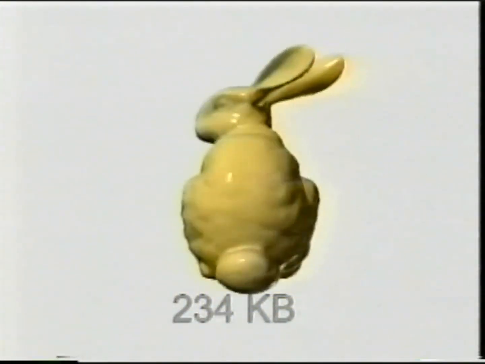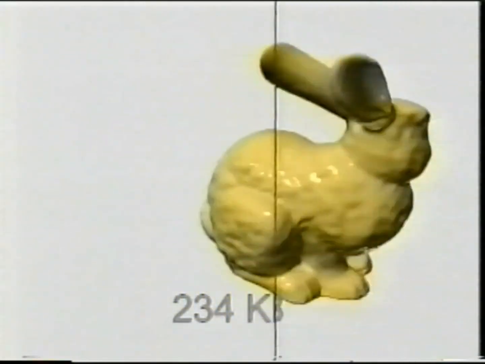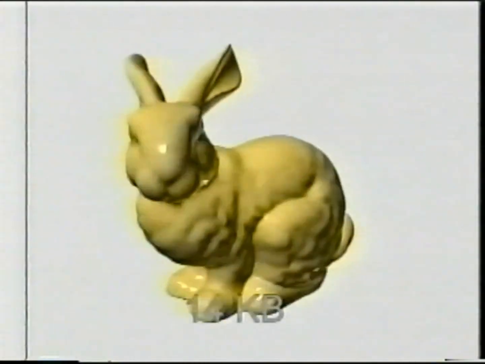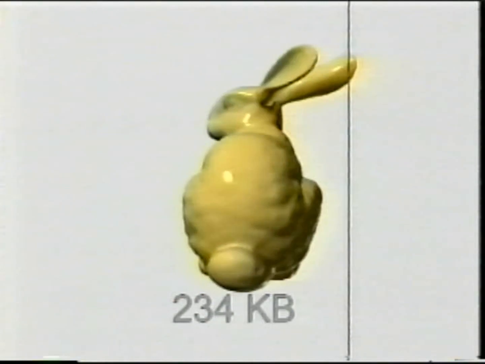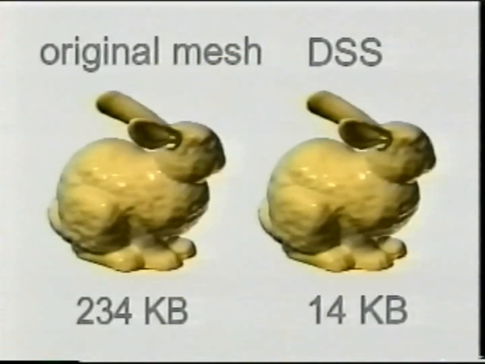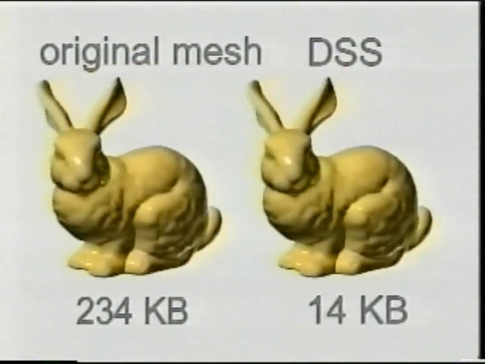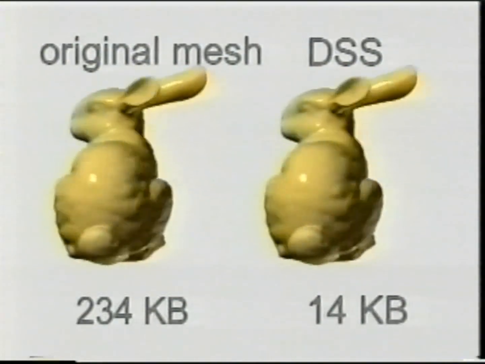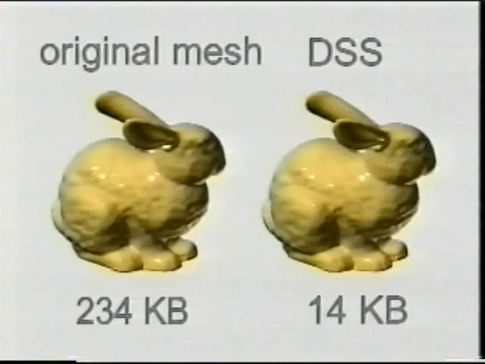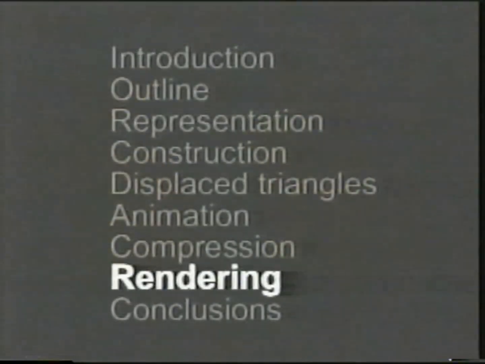Another strength of displaced subdivision surfaces is the ease with which they are compressed. Displaced subdivision surfaces allow fine detail to be compressed as a scalar-valued function. In these examples, we see the original uncompressed mesh compared with the compressed displaced subdivision surface.